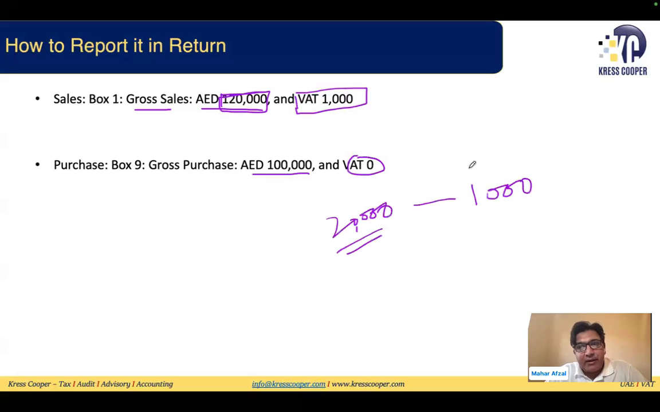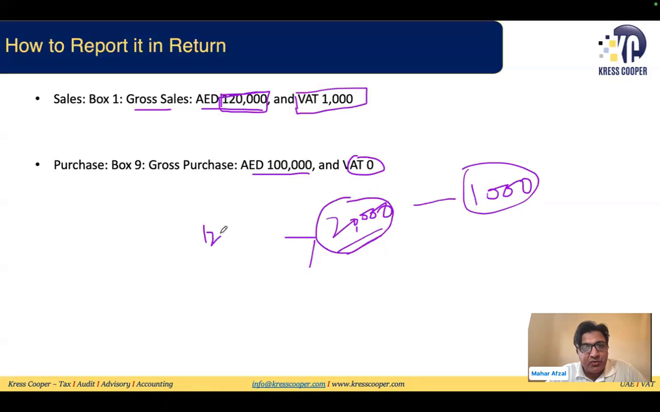It will not have any impact on the amount of VAT, but this 20,000 we cannot report like this. We need to break this 20,000. 120,000 will be showing in the gross sales, and 100,000 will be shown in the gross purchases. In the input tax column, you will have a 0 input tax. In the output tax column, value will be 1000. You need to be looking to this, it is very important.